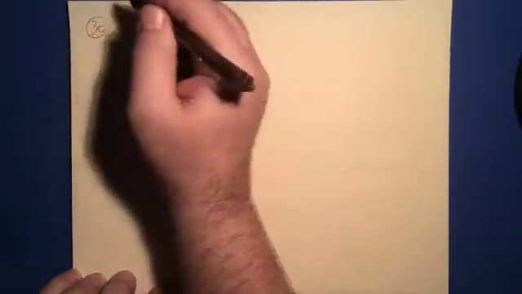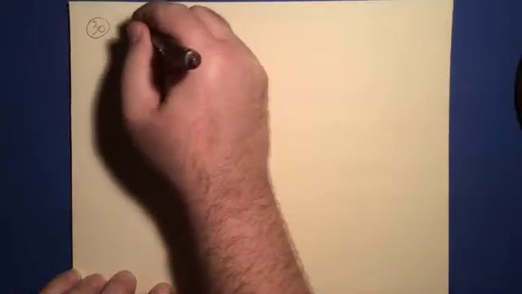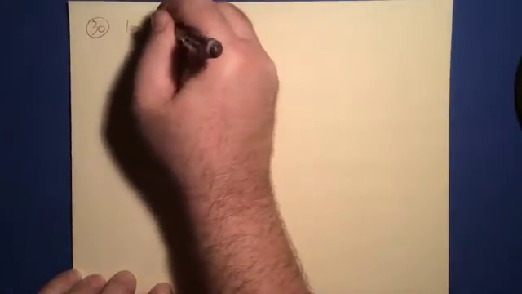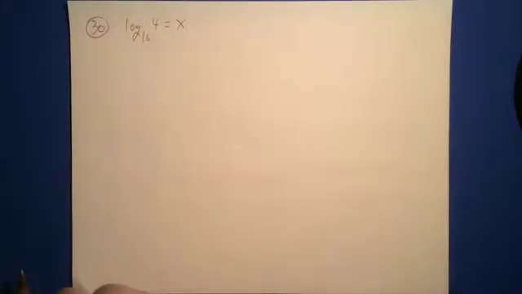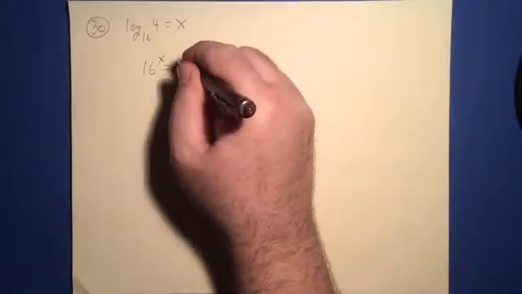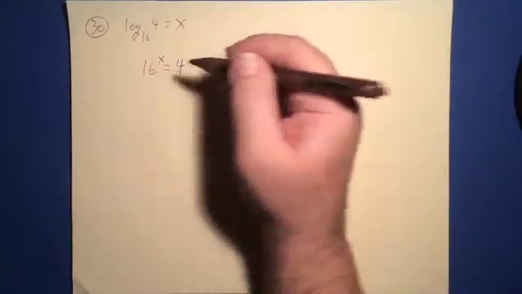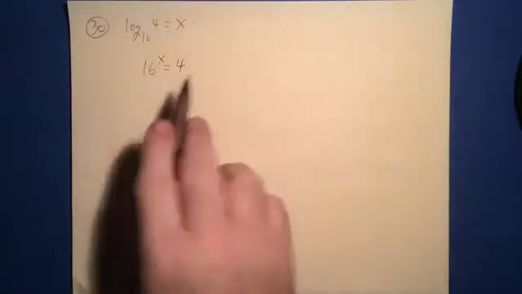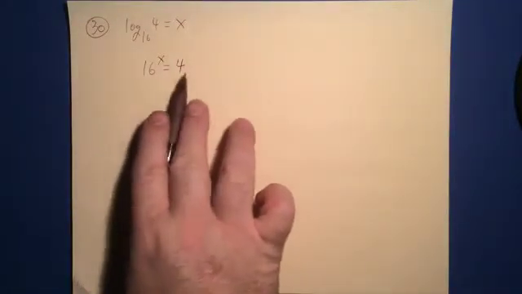Okay, going forward with a few more problems in this vein. We're going to take a look now at question 30. We have here log base 16 of 4. We want to know what that's going to equal. So we'll set it equal to x. So we have 16 to the x equals 4. Okay, so how do we get that?